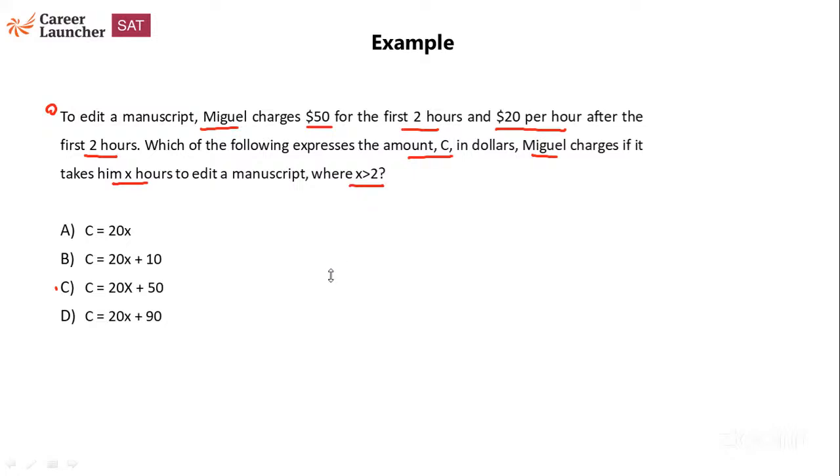Understanding the question with the numbers. Miguel works for X hours, right? And X is greater than 2. Let's say he works for 3 hours. If he works for 3 hours, out of the 3 hours, for the first 2 hours, he gets $50. So for the 1 hour which is left after the first 2 hours, Miguel gets $20. That means the total amount Miguel gets to work for 3 hours is 50 plus 20.